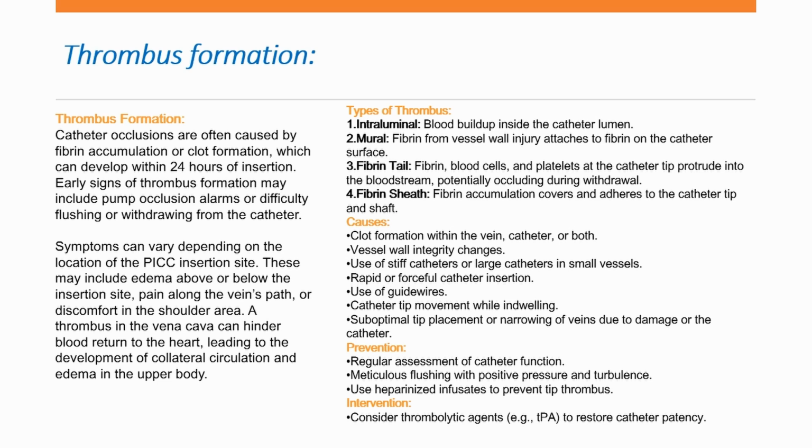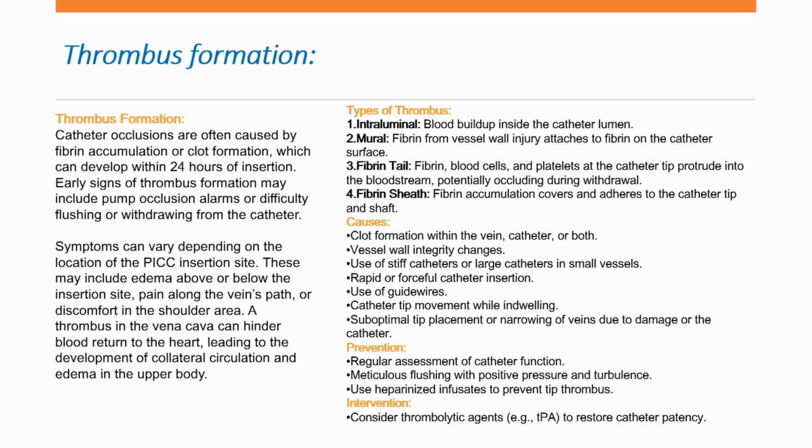Causes of thrombus formation. Clot formation within the vein or catheter or both. Vessel wall damage or changes in integrity, use of stiff or large catheters in small veins, rapid or forceful insertion and use of guide wires, catheter tip movement or suboptimal tip placement.